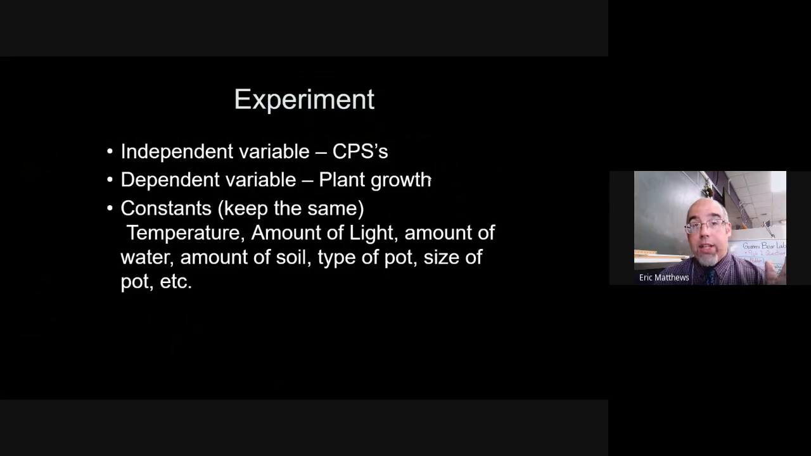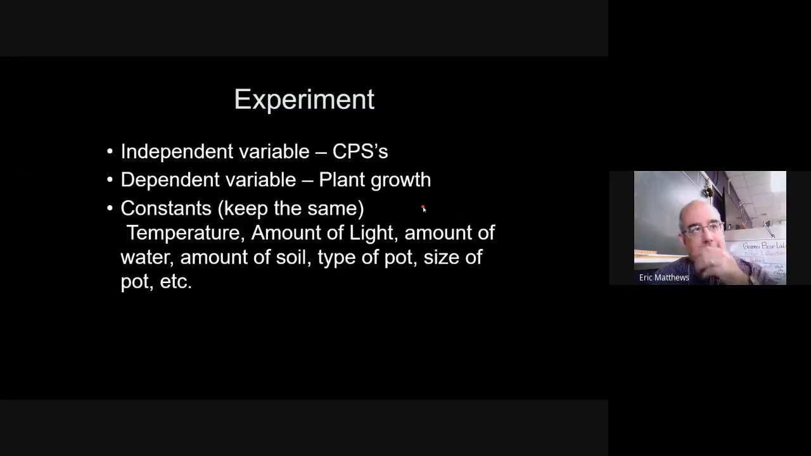And on the Regents, they will regularly give you an experiment and then say, what are 2 constants that should be maintained here? Well, that's easy. Take a look at the experiment. If it's testing water, go with the other 2. If it's testing temperature, instead, go with the amount of light and the amount of water. So just flip-flop those 3 however you need in order to make them fit.